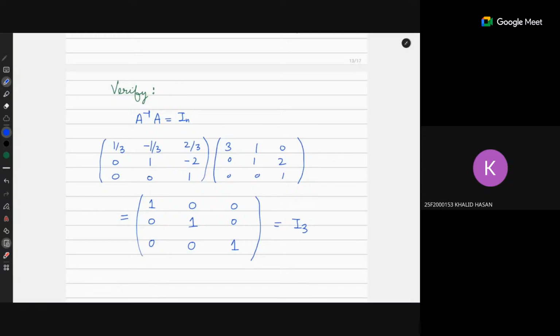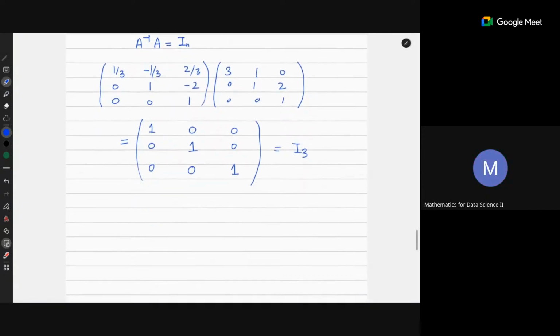So this is the identity, right? And now you also need to verify the other part: that if you multiply from the left as well as from the right, you will get the identity. So I leave it up to you to check this as well.